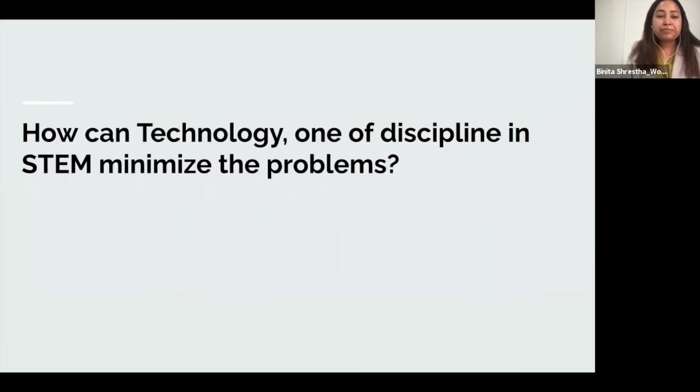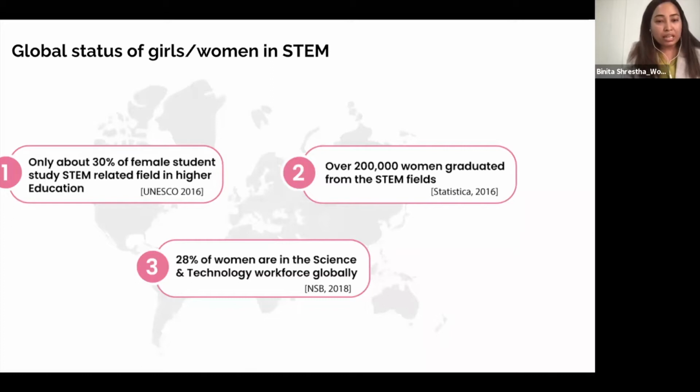So how can technology, as one of the disciplines in STEM, minimize this problem, solve gender stereotypes, and involve a lot of women? So starting with the infographics again. If we look at the global status of girls in STEM, only 30% of females study STEM fields in higher education. 200,000 women have graduated in STEM fields, but only 28% are in the science and tech workforce.